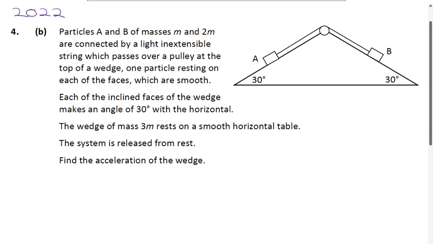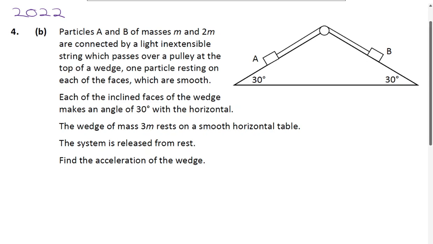So what this question is: we've got particles A and B of masses m and 2m connected by a light inextensible string which passes over a pulley at the top of the wedge. One particle is resting on each of the faces, which are smooth. And smooth means no friction. That is cool, because friction would make things less fun.